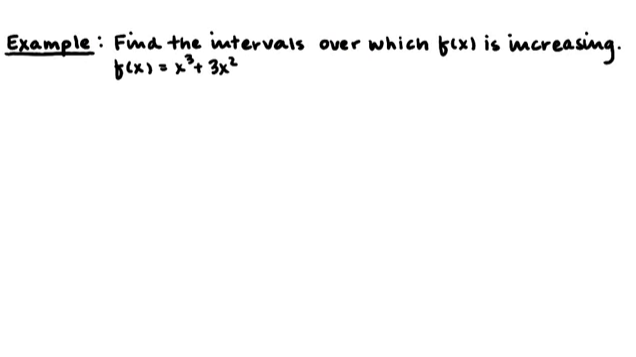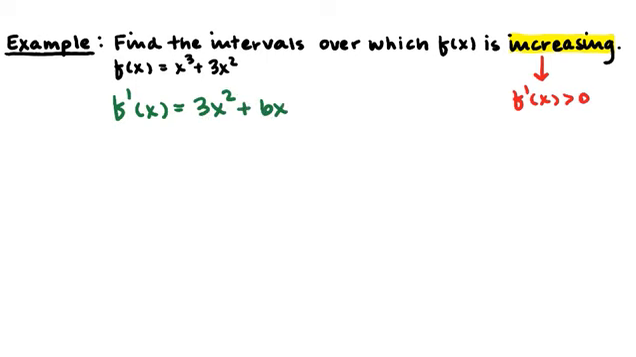Okay, for example, we're going to find the intervals over which f of x is increasing. All right, first things first. We just learned what increasing means. I'm going to grab this, and I'm going to say I need to be concerned with where f prime is positive, where the slope is positive. All right, so the first order of business is going to be to take the derivative. All right, we could do that. It's going to be 3x squared plus 6x.